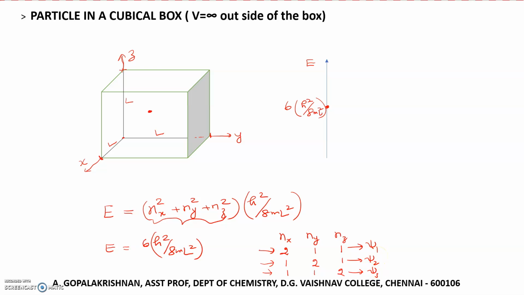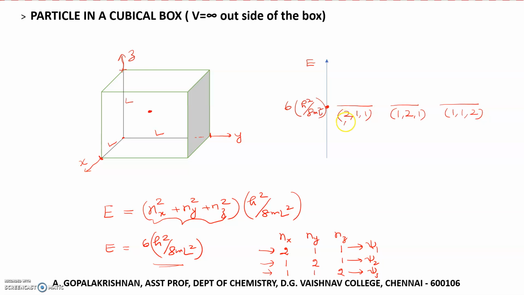So what I'm trying to say here is, this energy level 6h square by 8ml square has 3 degenerate electronic states. Yes, we have 3 degenerate electronic states. What are they? State 1 has the quantum number 2, 1, 1. State 2 has the quantum number 1, 2, 1. And state 3 has the quantum number 1, 1, 2.